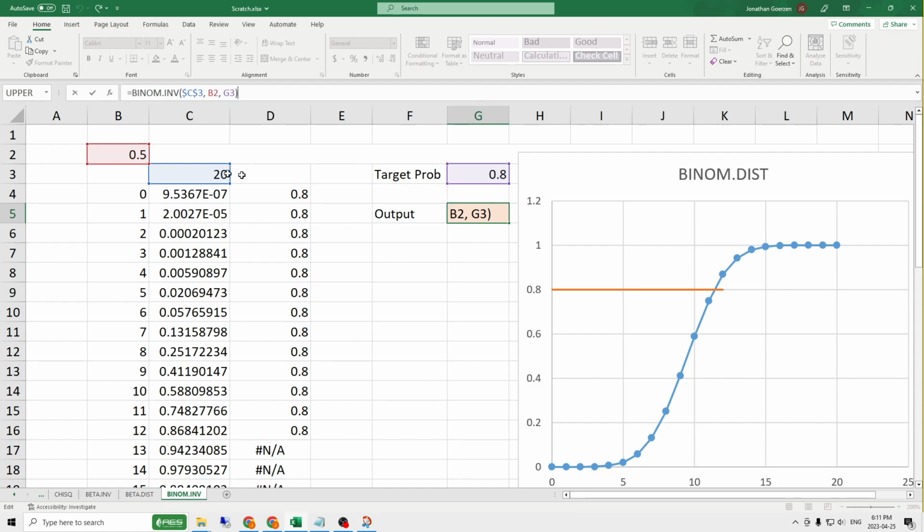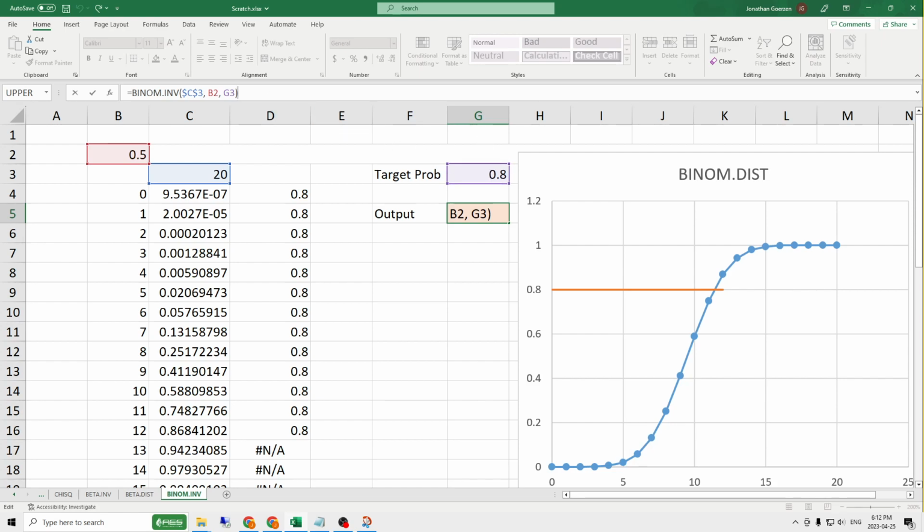Let's say I have a system where I'm flipping a fair coin with a 0.5 probability of flipping heads, 50% heads, 50% tails. I'm counting heads as a success, and I'm going to flip my coin 20 times. I would like to be 80% sure that I guess the right number of successes, or the right number of heads.